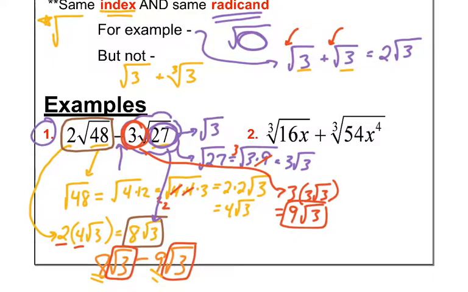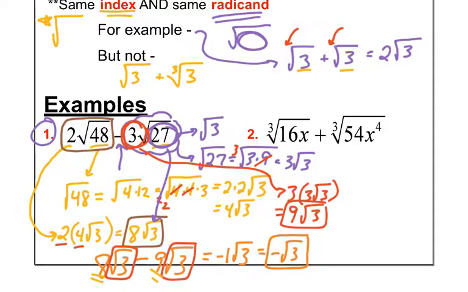I should have negative 1 rock. Remember, each rock was a root 3, and we can get rid of the negative 1 and just call it a negative root 3. 8 minus 9 is negative 1. So 8 root 3 minus 9 root 3 is negative root 3. That's your final answer for number 1, folks.